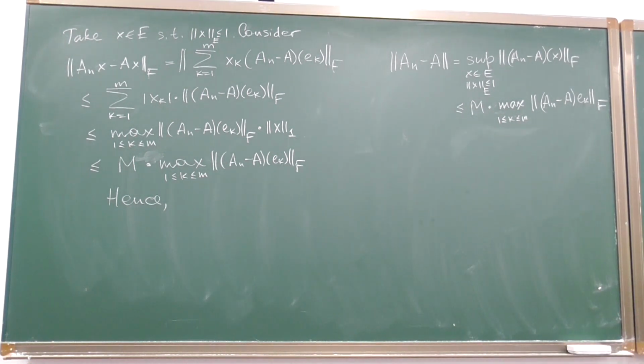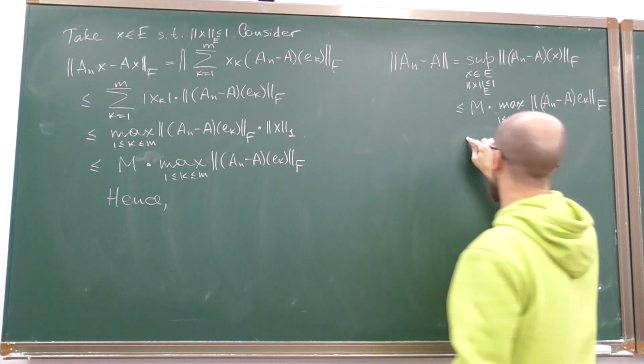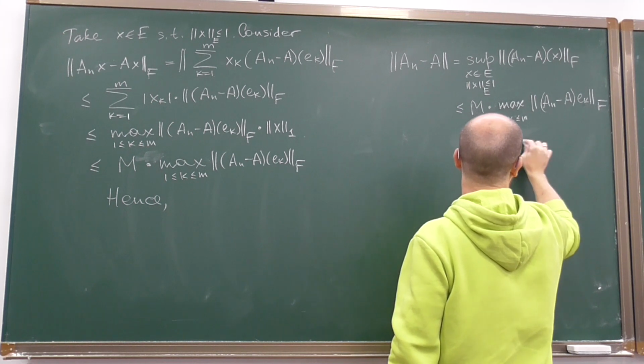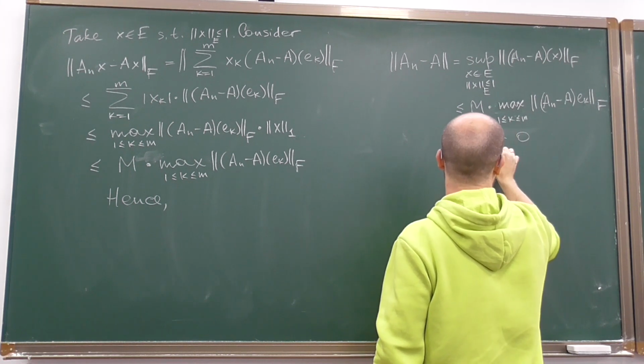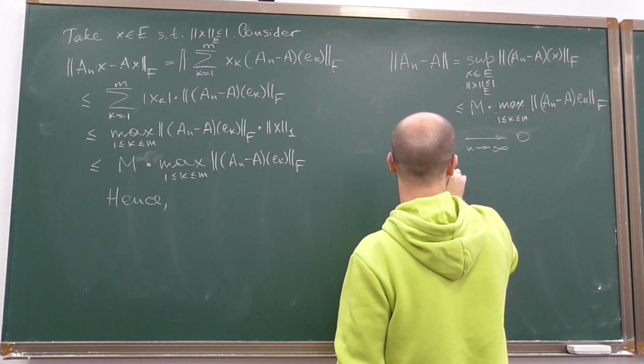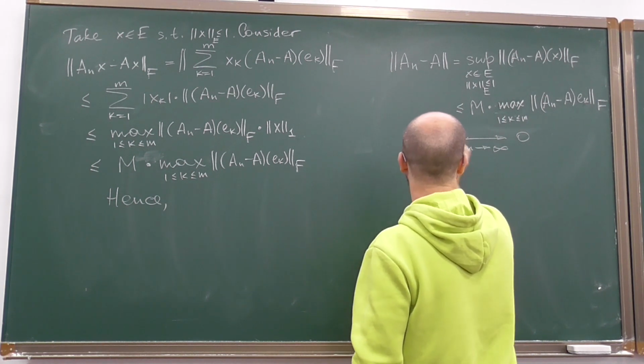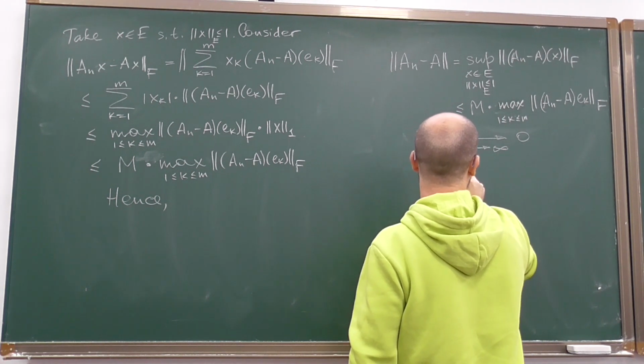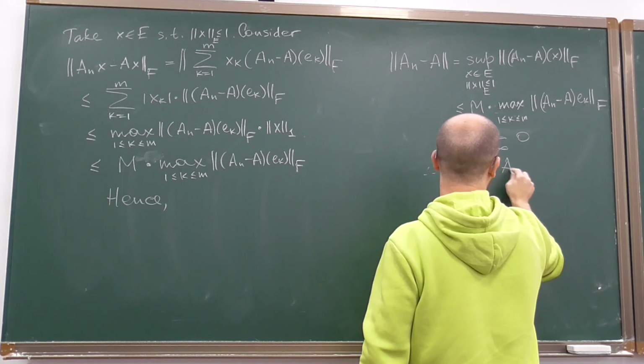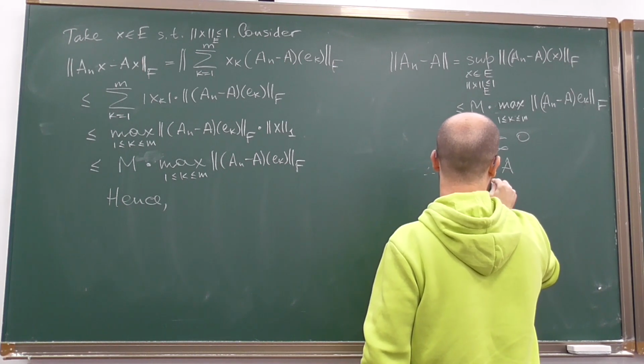But we know that the sequence A_n converges to A strongly, which means pointwise. So for any point x from the space, in particular for every e_k, it tends to 0 as n tends to infinity, which means that A_n converges to A strongly.